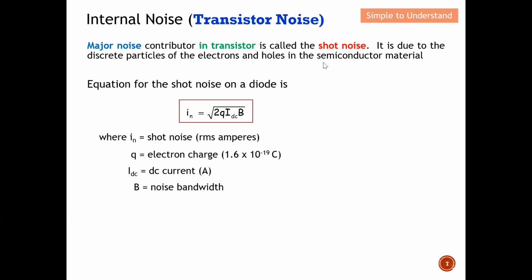The major noise contribution in a transistor is called shot noise. It is due to the discrete nature of the electrons and holes in the semiconductor material. Again, let's not look too much at what all this shot noise is. Basically, this is the equation with which we can quantify the shot noise: I_n equals the square root of 2 q I_DC B. I_n here is the shot noise. q is a constant, which is 1.6 times 10 to the power minus 19 coulombs. I_DC is the DC current that flows through the transistor. B is the noise bandwidth. This is how we can calculate the shot noise on a diode.